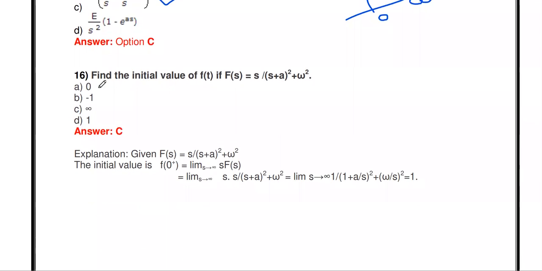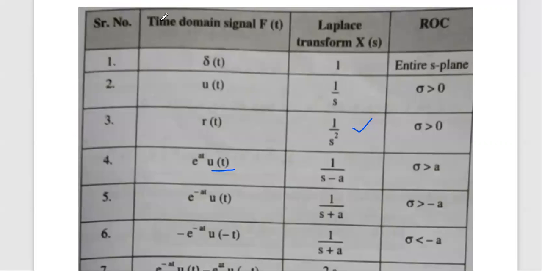Okay, then find the initial value of f of t if F of s equals s divided by s plus a the whole squared plus s squared. Okay, so we want to find the initial value of this signal. So already you know the property.